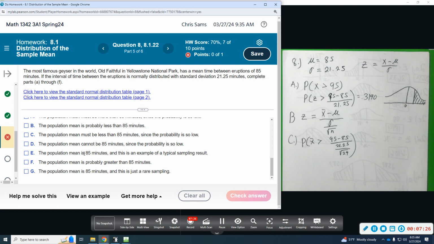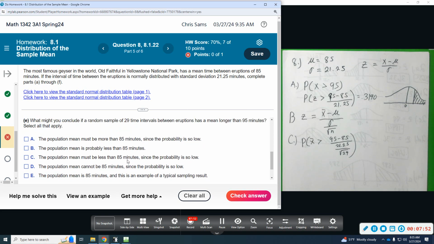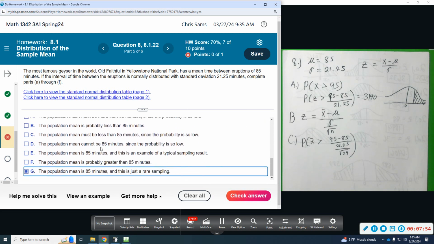The population mean is 85 minutes, and this is an example of a typical sampling result. The population mean is probably greater than 85. The population mean is 85, and this is just a rare sampling. So this one is the case. It could just be a rare sampling. I feel like there's another one that could fit too.